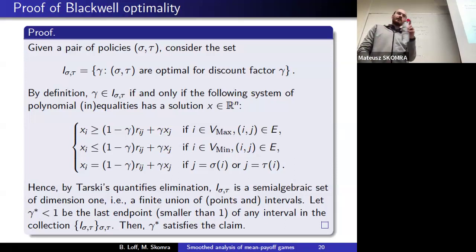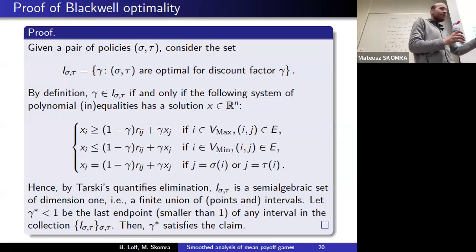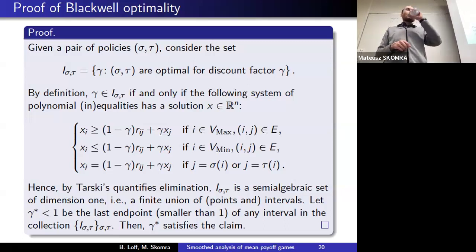Because what happens if I have a discount factor greater than this last point? Well, it has to belong to one of these sets, right? To some I_sigma,tau. But this I_sigma,tau is a union of intervals, and it's higher than the last possible endpoint. So this interval has to contain the whole range from there out to one. The whole range from 0 to 1 has been split up into a finite number of intervals. Yes. So then you say the last one.